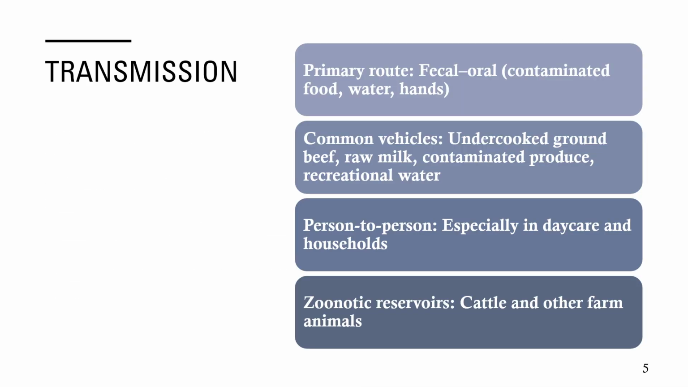Transmission is primarily fecal-oral, or contaminated food, water, or hands are the usual culprits. The common outbreak vehicles include undercooked ground beef, raw dairy, contaminated produce, or recreational water. Breaking the transmission chain is simple in principle: cook, clean, and protect water supplies, but it requires consistent practice in public health systems that detect contamination quickly to stop any outbreak.